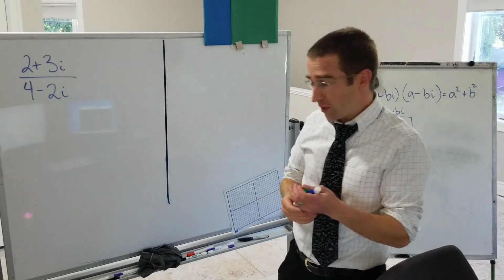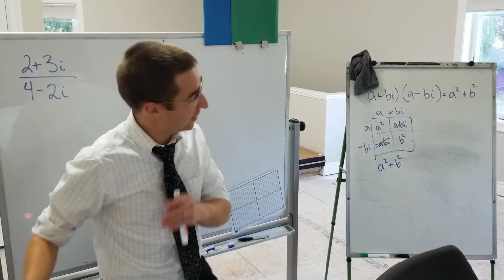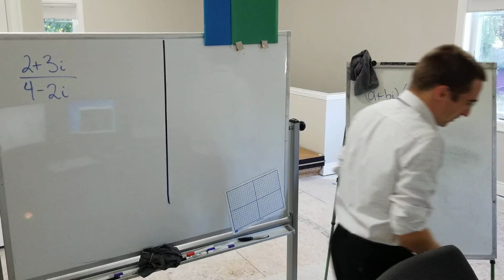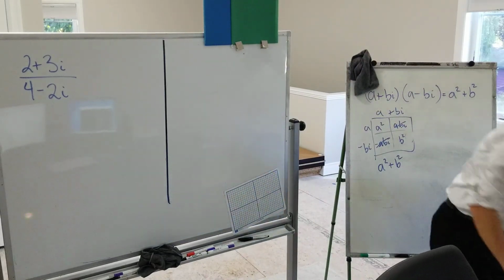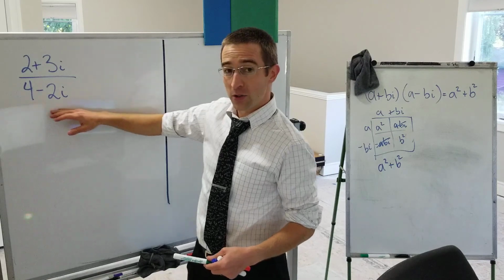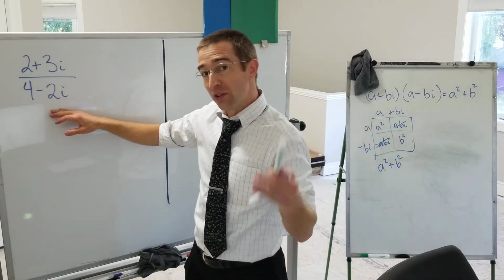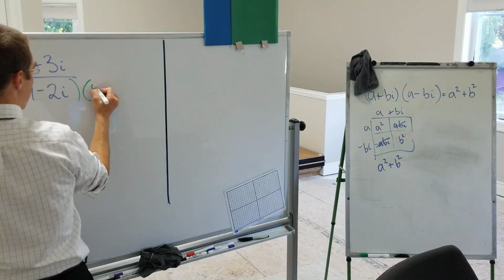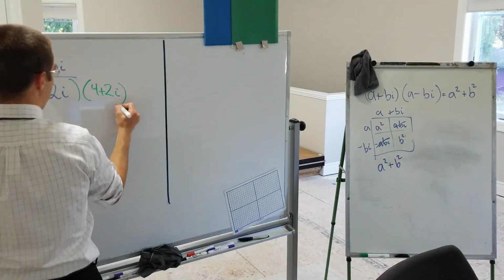And the way we do that is, you guessed it, using the complex conjugate. Maybe you didn't guess it. I don't know. I just want to say that. So we look at the denominator. The denominator here is 4 minus 2i. I want that to be a real number, so what I do is I multiply it by 4 plus 2i.